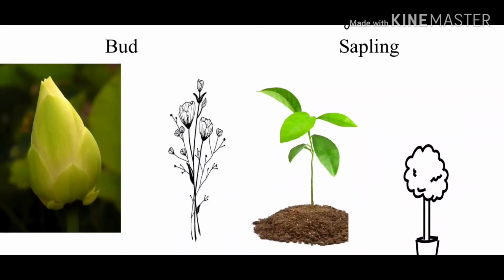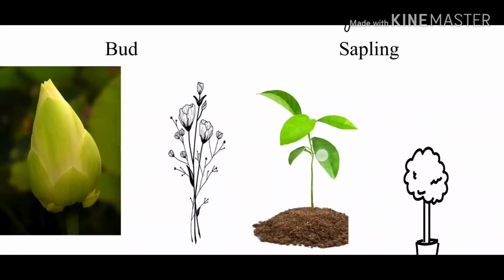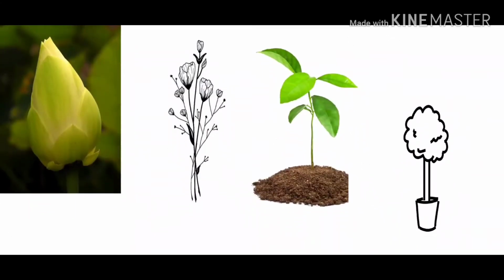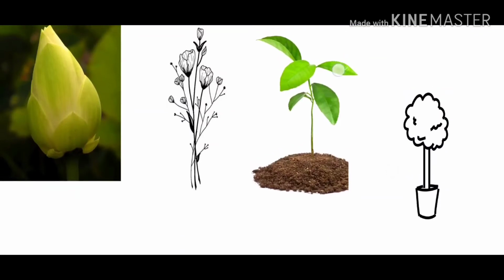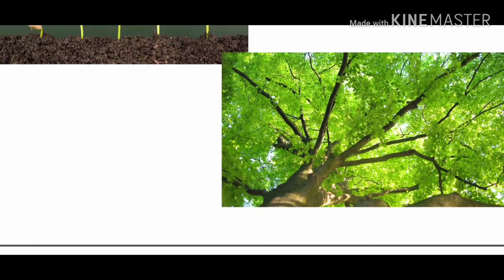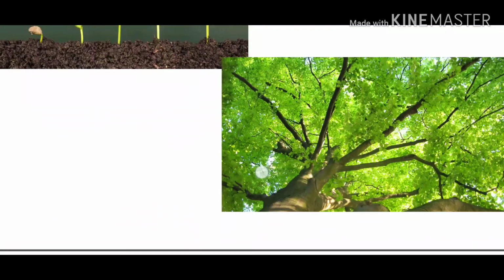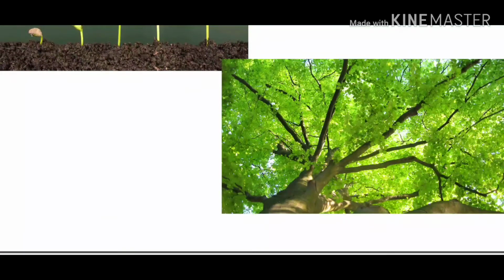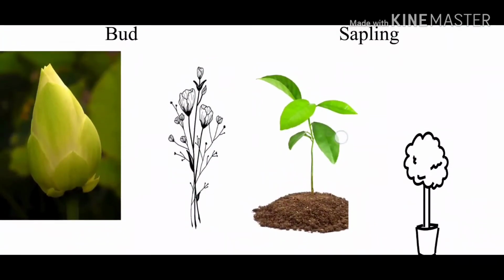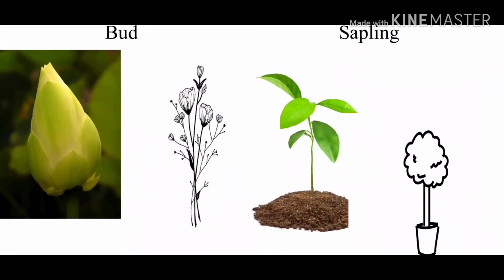Okay, but what about the trees themselves? What do we call a baby tree that is just starting to grow? We call it a sapling. Okay, so this sapling right here, you can see, will eventually turn into a small tree, and it'll eventually turn into a big tree. Okay, so saplings are what grow into trees. Okay, we call this a sapling. A sapling.